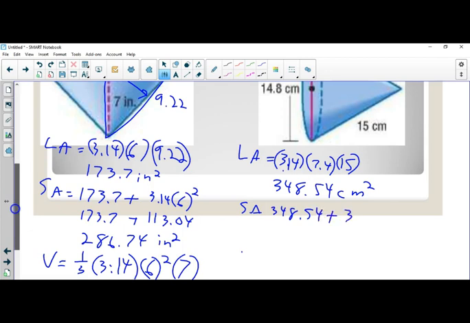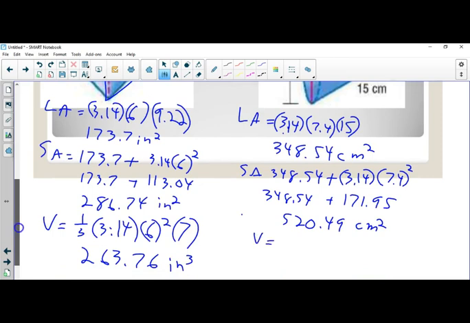Our surface area is going to be that number plus pi times our radius squared. So remember, we need to square first, so 7.4 squared times 3.14 is 171.95. Now we're going to add that to the 348.54. So 348.54 plus 171.95 is 520.49 centimeters squared.